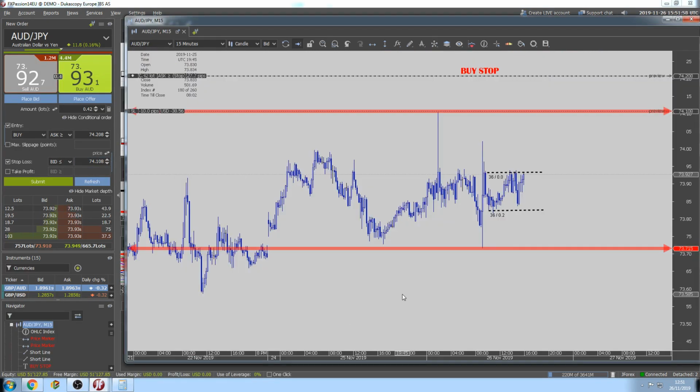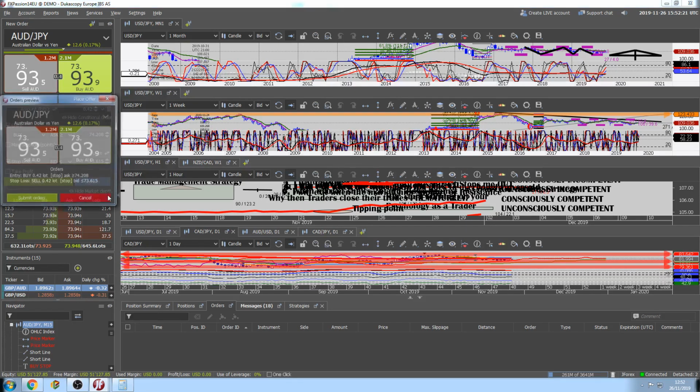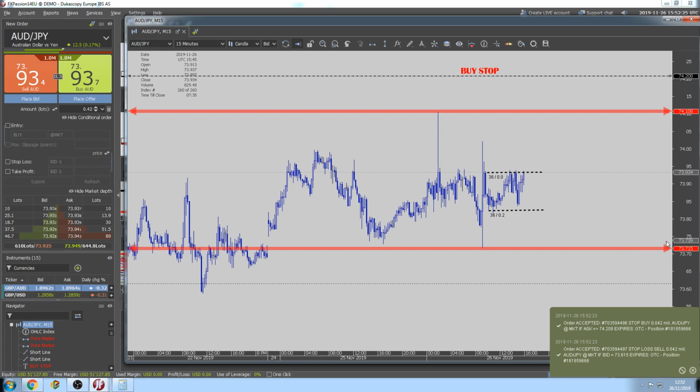And remember, everybody, you need to subtract the number from the sell stop. So if the lower band is at 73.715, the stop loss is going to be at 73.615. Okay, submit. Hopefully it's going to appear on the chart. There you go, everybody.